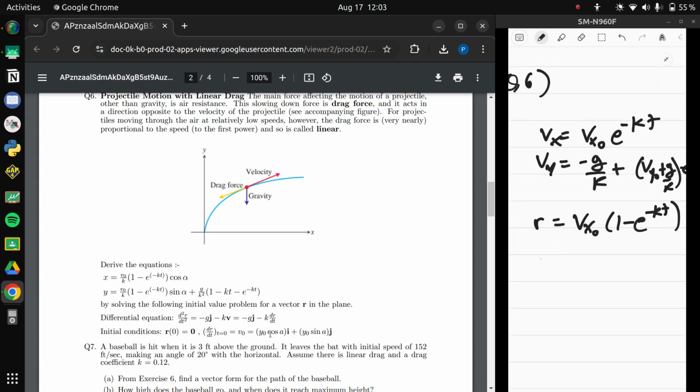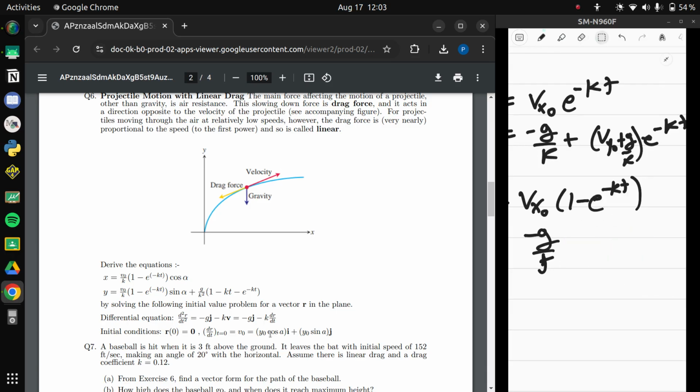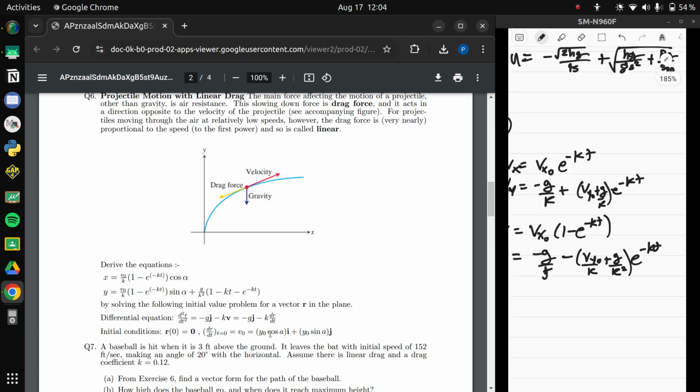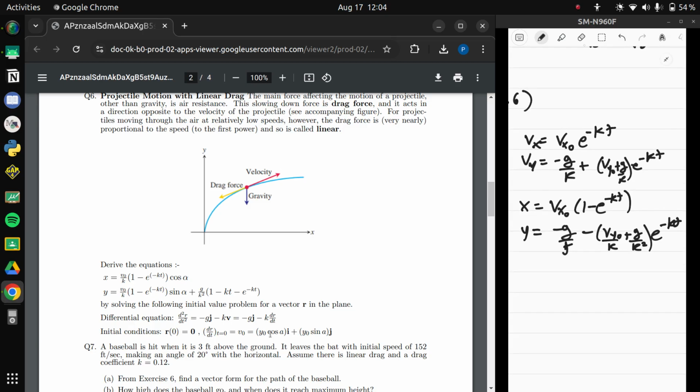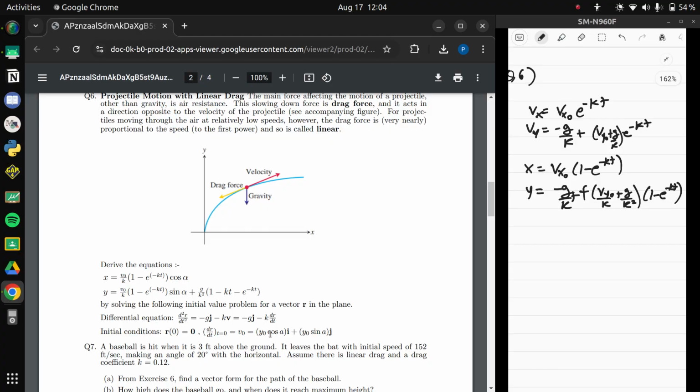So call that x directly. Now for y, just integrate this thing: minus g by k, t plus Vy0 plus g by k upon k, so k square over there, and that's a minus actually, plus some kind of constant. At t equal to 0 this is not going to matter, so I just want plus 1 and then 1 minus, yep, the usual. That's your r.